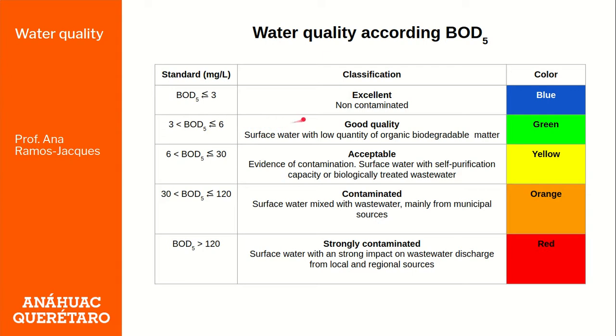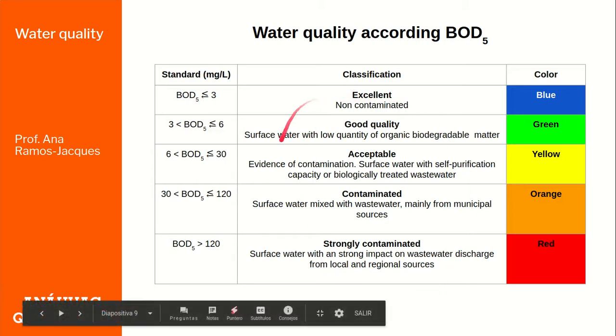This is only one parameter, so it is an indication of whether the water is contaminated or not, but we have to use more parameters when the water is meant to be purified water to consume.